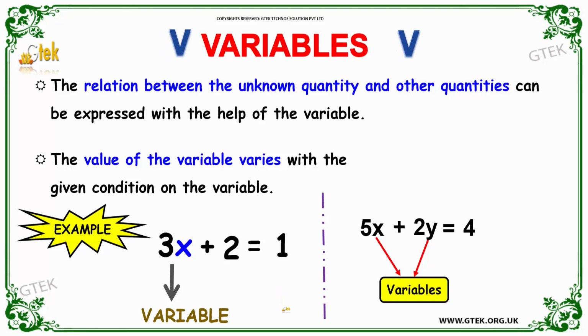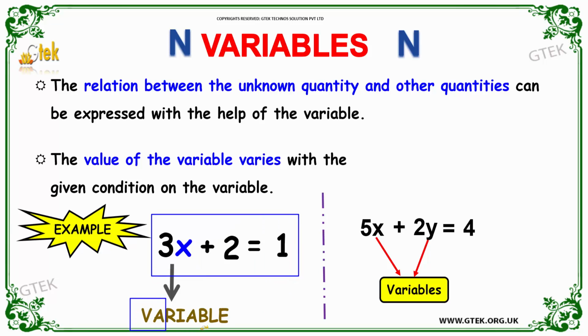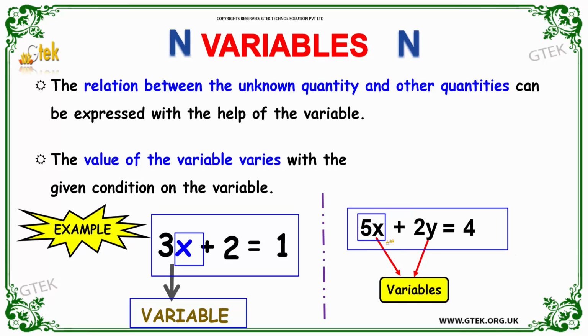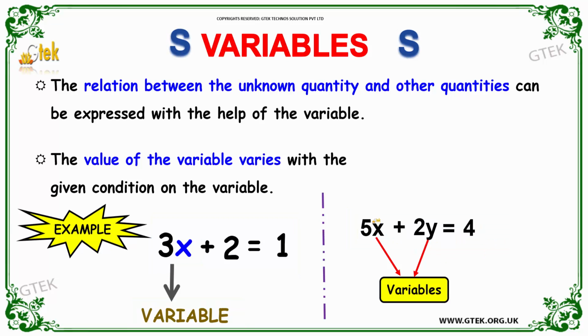If we see some examples for the variables, we have 3x + 2 = 1. Over here, we need to see that x is a variable. If you see the next example, we have 5x + 2y = 4. So we have x as the first variable and y in the second term as the next variable. So these are some of the examples of variables.